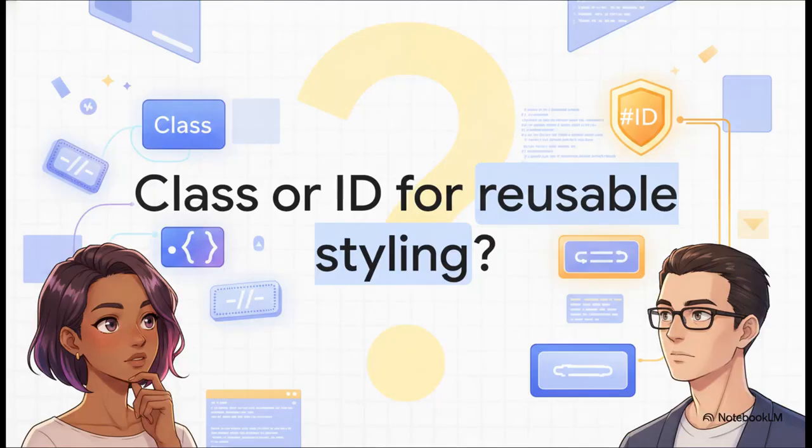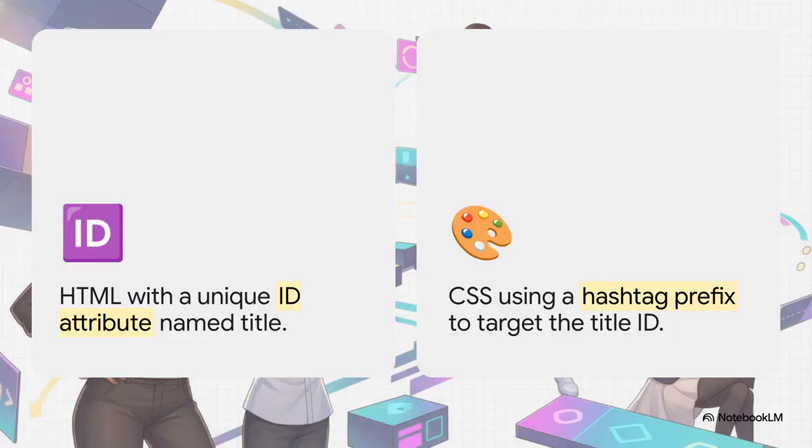Which brings up a really good question. What selector would you use if multiple elements need the exact same style? Let's say you have a button design you want to reuse. Should we use a class or an ID for reusable styling? Think about that for a second. Well, if you guessed class for reusable elements, you completely nailed it.